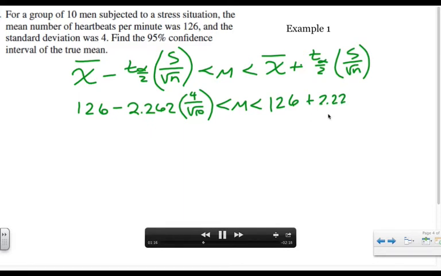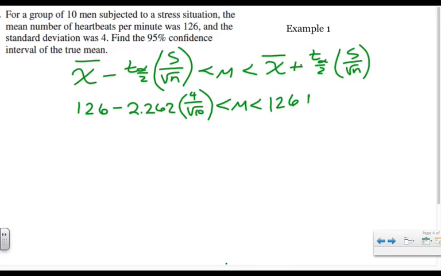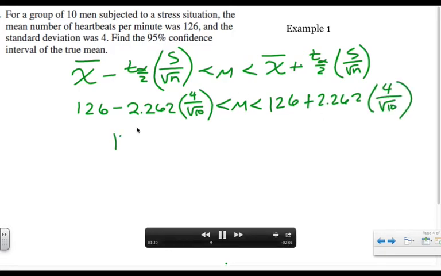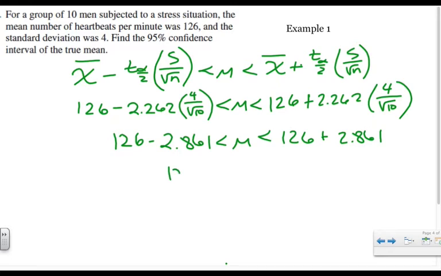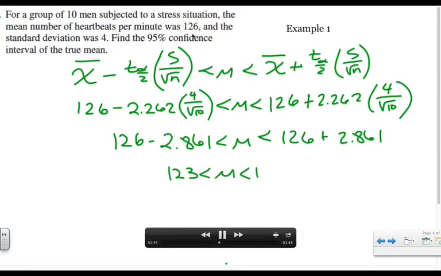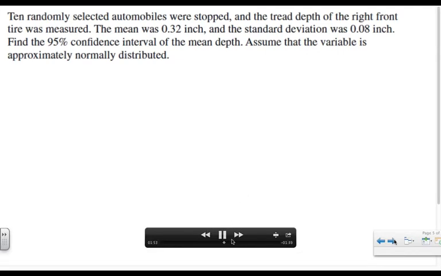2.262. I messed up when I was writing this. I kept putting too many 2's. 2.262 times 4 over the square root of 10. Again, simple. Just make sure you're putting numbers in the calculator right. So 126 minus 2.861 is less than the mean, which is less than 126 plus 2.861. Again, keep in mind that your number should be between, they should straddle 126. So if your number is outside of the range, like if this is more than 126, you should probably try something different. Make sure you calculate. Again, usually it's a calculator error.